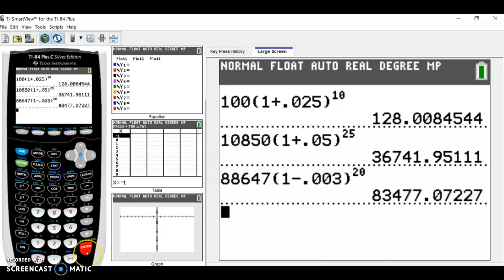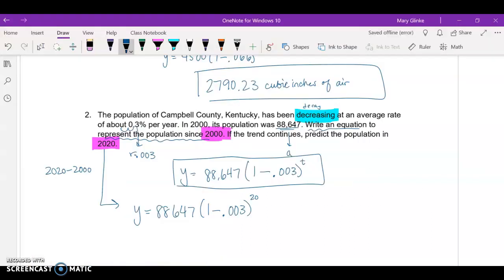So we type all that in on our calculator and we get this decimal. So we get 83477.07. Now with this one, you have to be careful because we're talking about people. This is a population, so we're not going to have that decimal. Anytime it's talking about people, you're going to round just to the nearest person. So we're going to have 83,477 people in the year 2020.